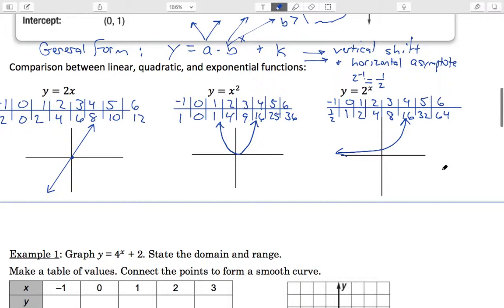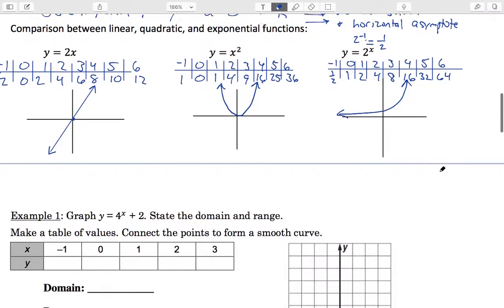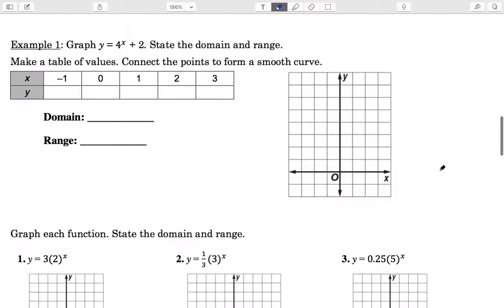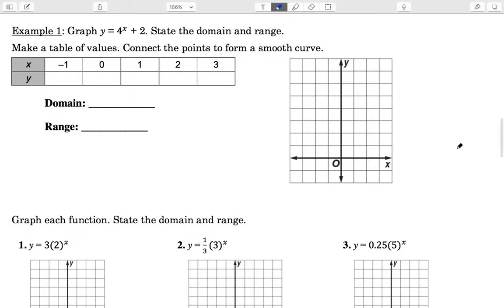Okay, let's graph a couple of these and then throw in the second page here, the third page, but let's just do a couple basic graphs.